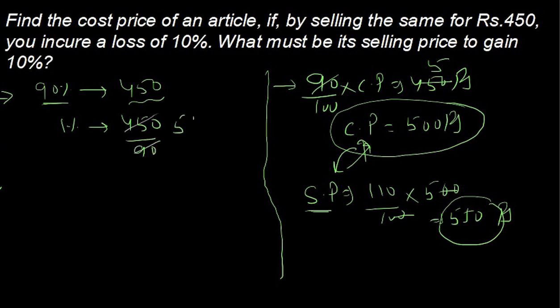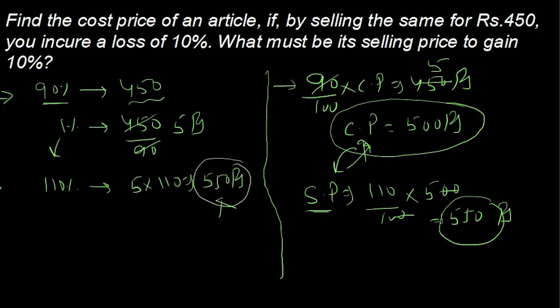5 rupees. Now 1% is 5 rupees, but now you got a profit or gain of 10%, so it should be 110%. So what is the amount of 110%? 110 into 5 is what? 550 rupees. So the same answer is there, but you can do it directly by comparing the percentages. These are questions you will get a lot in the textbooks. Next, come to the next question.